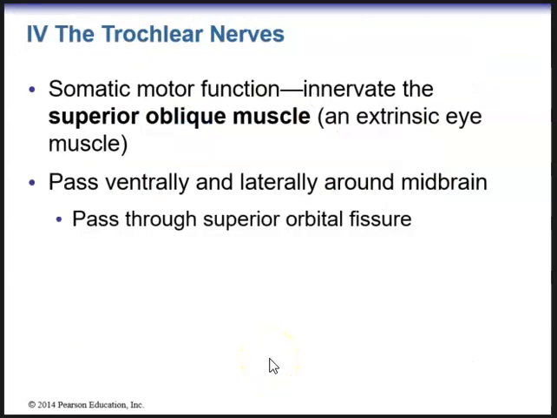The trochlear nerve has somatic motor functions. It will innervate the superior oblique muscle, another extrinsic eye muscle for movement. And it will pass ventrally and laterally around the midbrain and through the superior orbital fissure. So the other nerve that also innervates the eye muscles is the abducens nerve as well. We'll get into that, and I'll give you a little mnemonic device to help you remember which nerves innervate the extrinsic eye muscles.